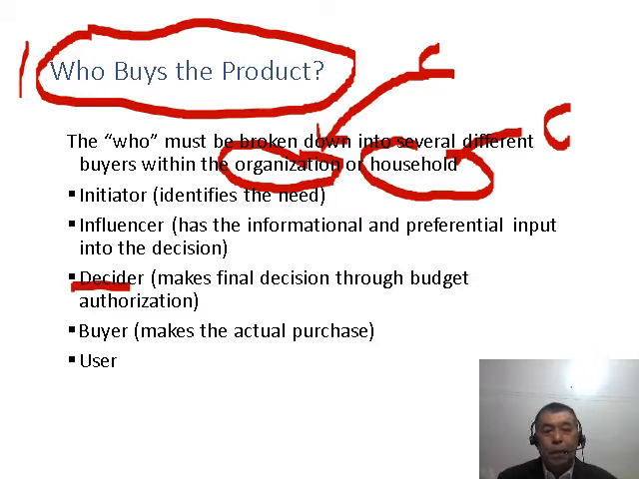So it is very important for each of the segment to classify who are this particular segment or customers. Are they initiators? Are they influencers? Are they deciders? Are they buyers? Are they users of the product? Because each of the category has a different strategy. That's why marketing management is an art and science.